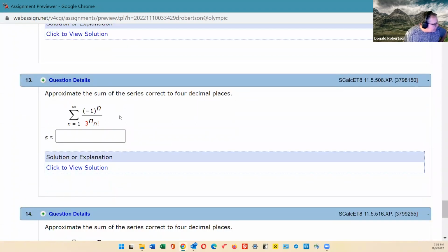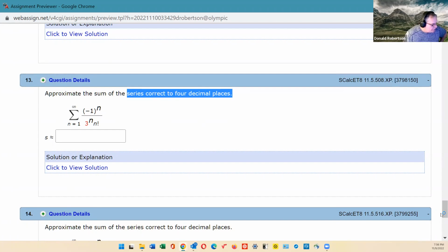This one here, you'd be pushed, but we're not interested in question 13 onwards in proving that it converges. They're already telling you that it does. And our job is to find the value of the series correct to 4 decimal places. So I'm going to be showing you that later.